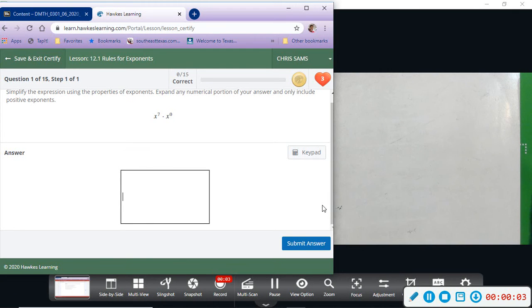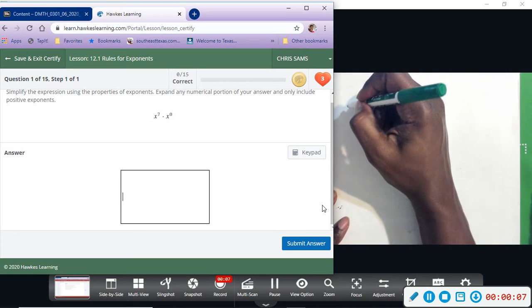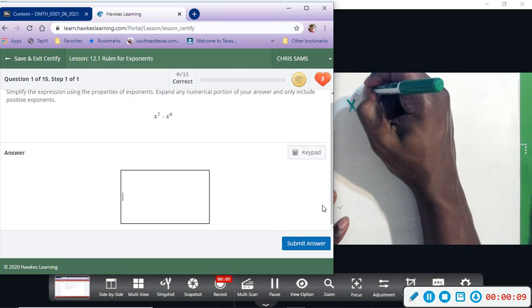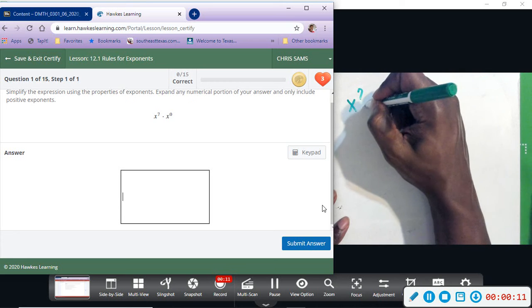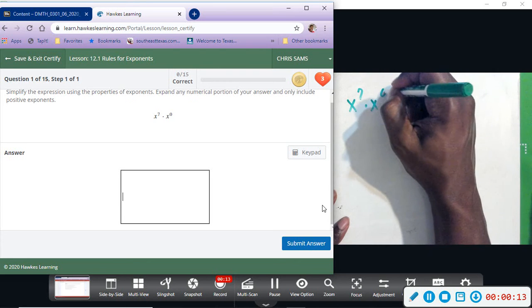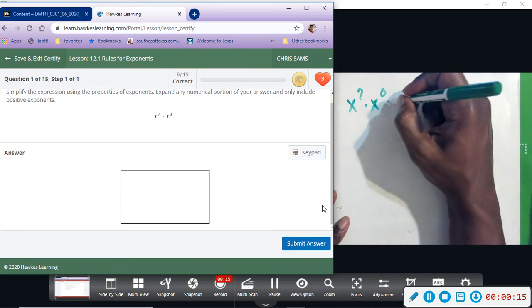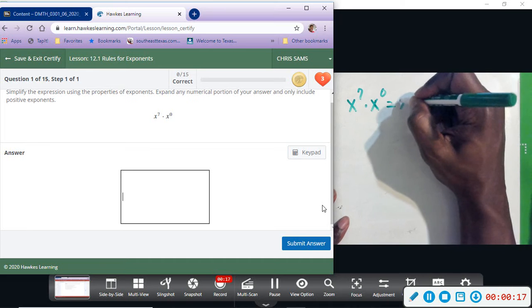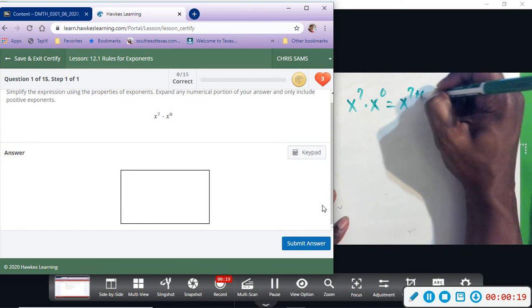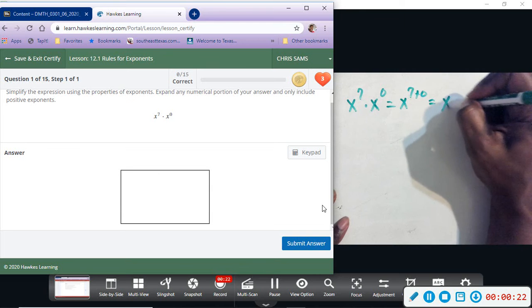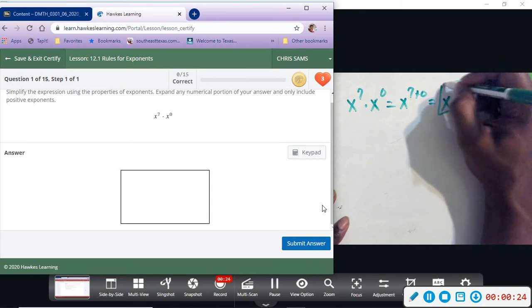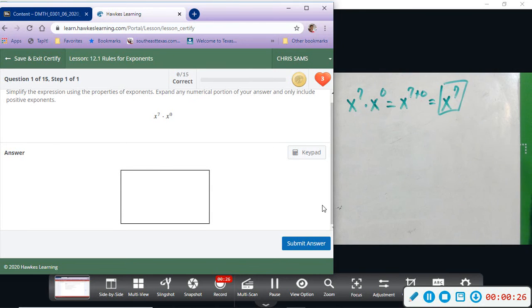Okay, number one, I'm going to use property of exponents here. We have x to the 7th times x to the 0. So property of exponents says to add the exponents. So we have x to the power 7 plus 0, which is just x to the 7th. Okay. So in here, we're going to just type x to the 7th.